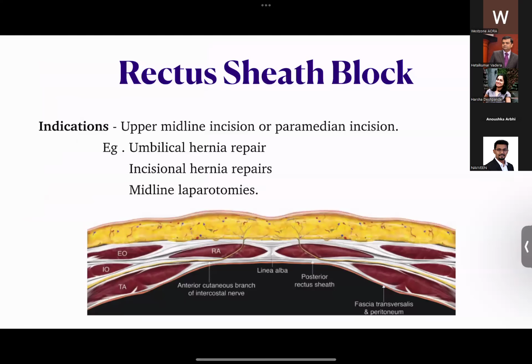Now we come to the rectus sheath block. In rectus sheath block, the indications are like upper midline incision or paramedian incision, like umbilical hernia repair, incisional hernia repairs, and midline laparotomies. For landmark guided approach, we go 2 to 3 centimeter parallel to the midline, that is parasagittally, and the drug is deposited just above the posterior rectus sheath and below the rectus muscle.